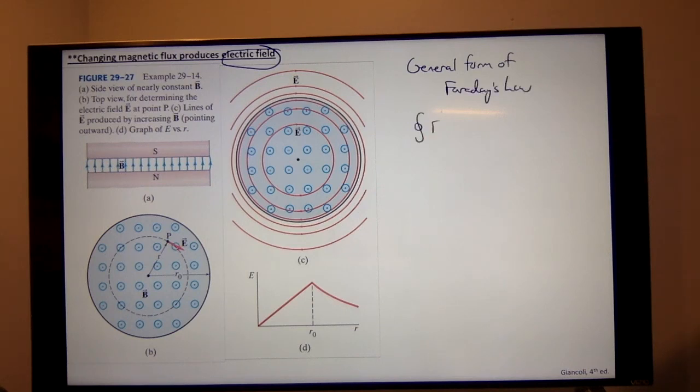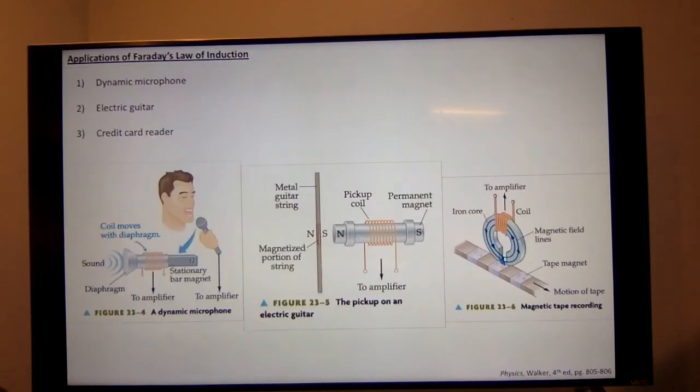looks like this. The integral of E dot dl is equal to minus d/dt of the magnetic flux, like so. So this side has to do with the loop that's enclosing the area where the magnetic flux is changing. This is my changing magnetic flux, and we end up with an electric field that gets produced. That's the general form of Faraday's law. I'm not going to expect you to do any calculations with that.